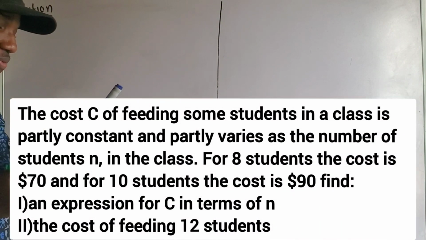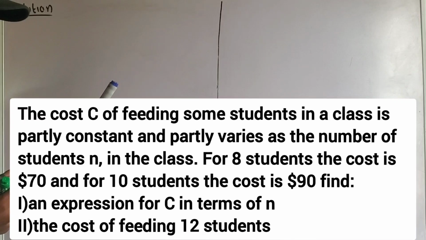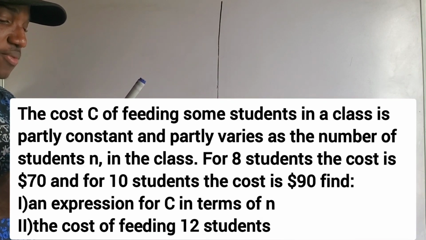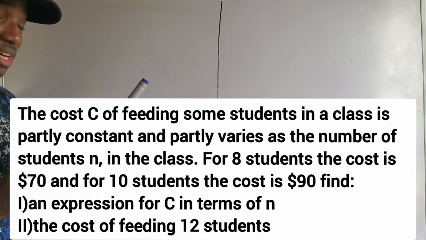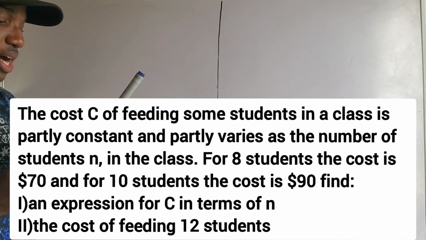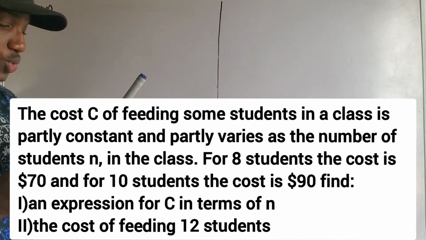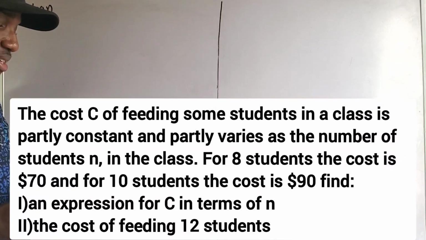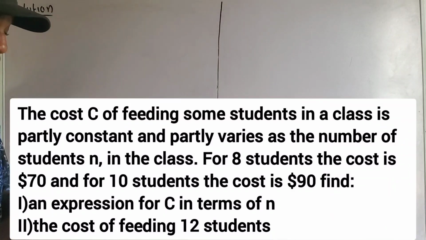The cost C of feeding some students in a class is partly constant and partly varies as the numbers of students. In the class for 8 students, the cost is $70, and for 10 students, the cost is $90. Find an expression for C in terms of N. That's the first question. And then we are asked to calculate the cost of feeding 12 students. This question is coming from a topic known as variation. And the type of variation here is partial variation.